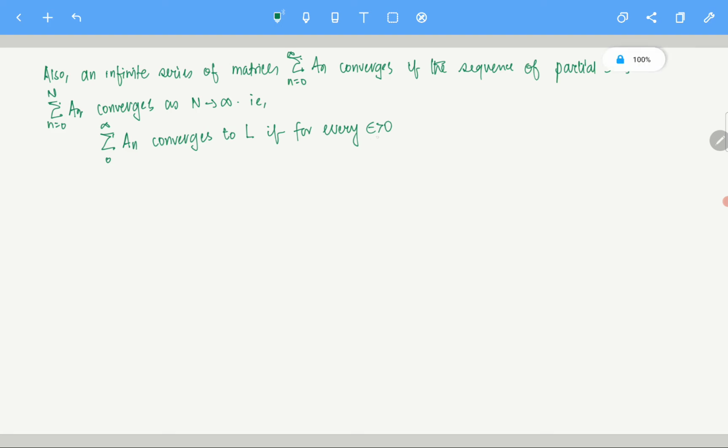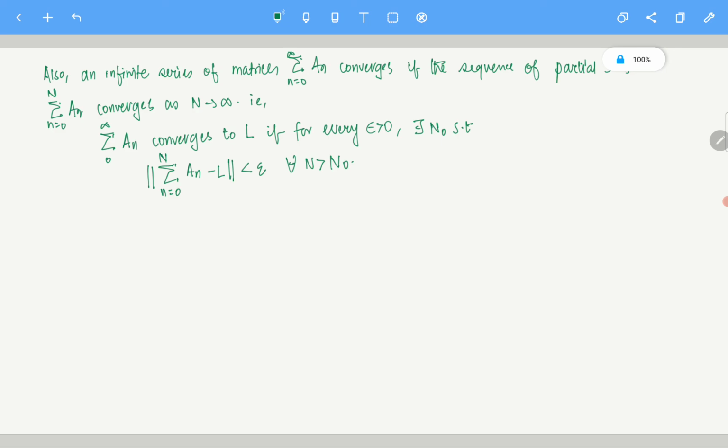If for every epsilon positive there exists capital N naught such that the norm of summation n equals 0 to capital N of An minus L is less than or equal to epsilon for all capital N greater than or equal to N naught. Clear? So basically the sequence of partial sums converges. Once it does, then you say that the whole infinite series converges. Clear?